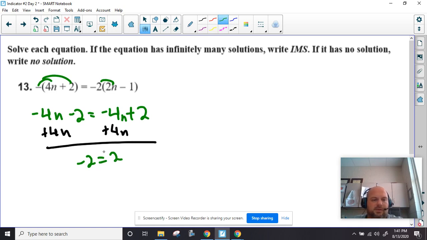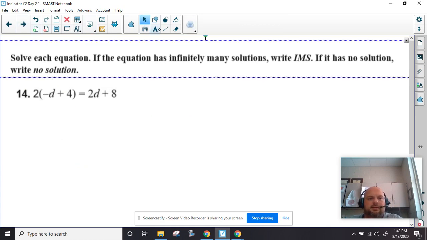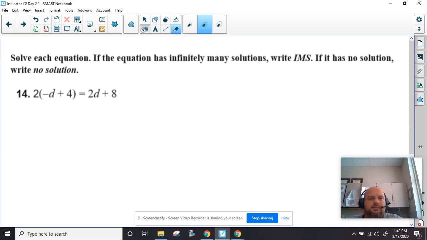That's similar to what we had a while ago. This is no solution. Now, I know the directions say if it has a solution, and if it has no solution, write no solution. This is the same thing to me. Plus, you're not writing anything anyways. There goes the whole thing.